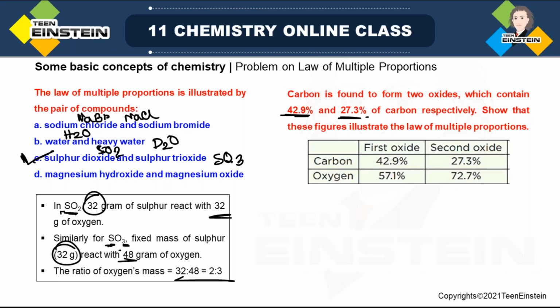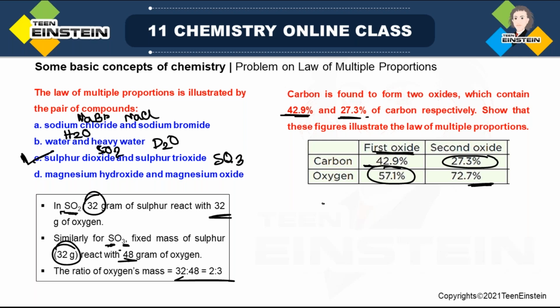So in this table you can see the first oxide, this is the amount of carbon given. So if you subtract 42.9 from 100, you will get this one. When you subtract for the second oxide, the percentage of carbon, which is already given in the question, from 100, you will get 72.7%. So these are the percentages. Now we have to fix any one of these. You can choose any element, it's up to you.